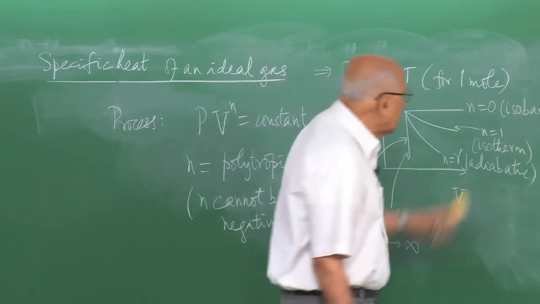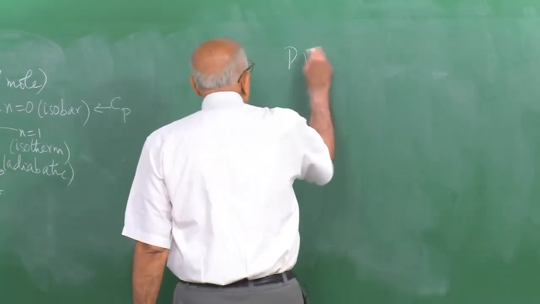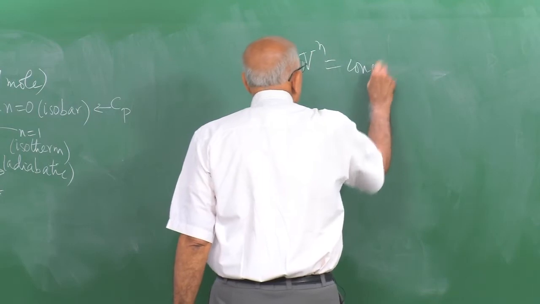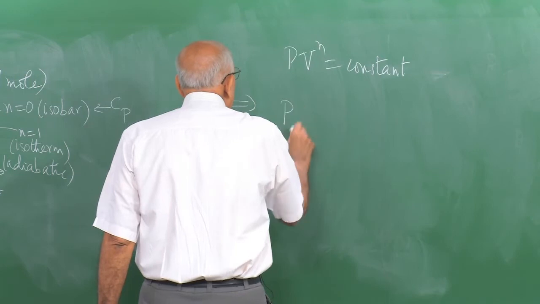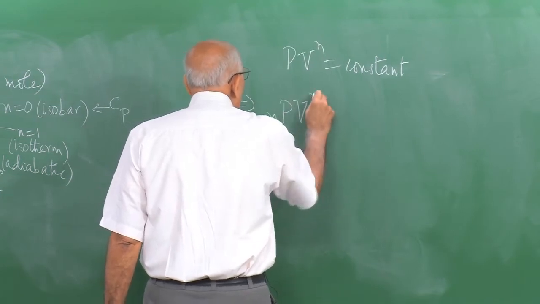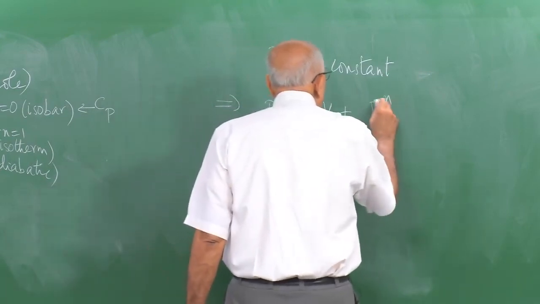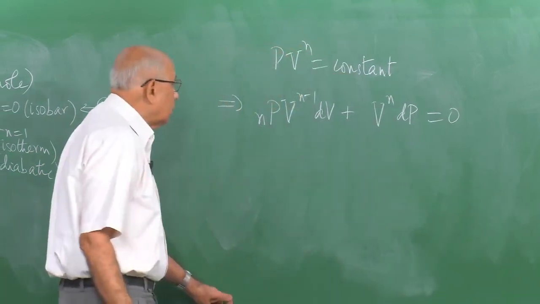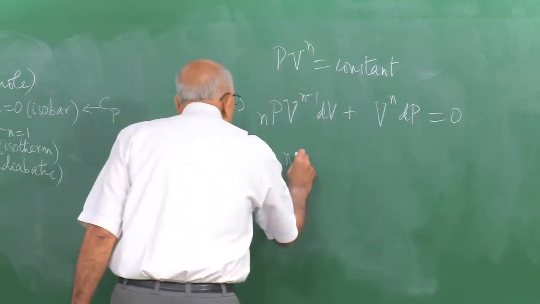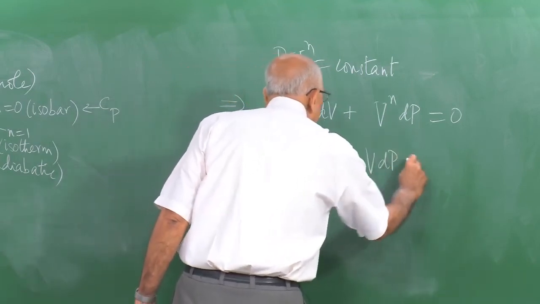Okay. What is it in between? Well, let us look at it, see if you can work this out. So we have PV to the n equal to constant. That implies that P n V to the n minus 1 dV plus V to the power n dP equal to 0, or if you cancel out V to the n minus 1, it says nP dV plus V dP equal to 0.